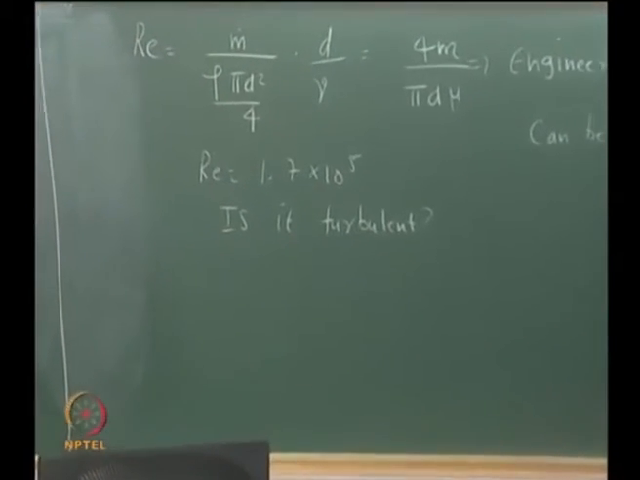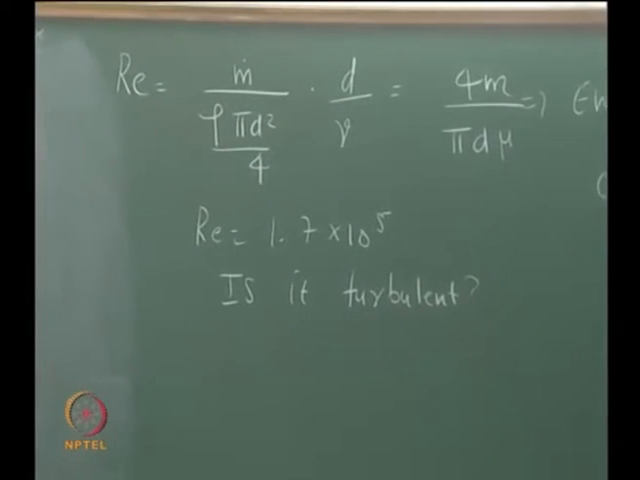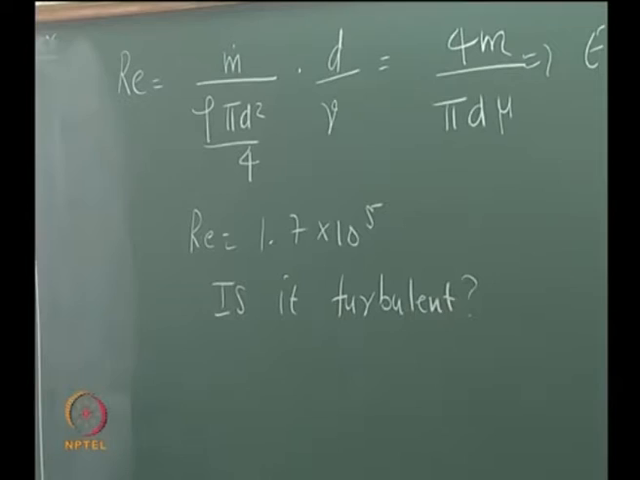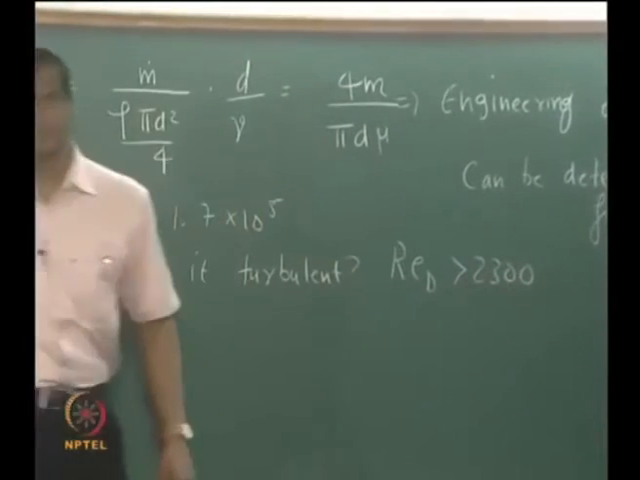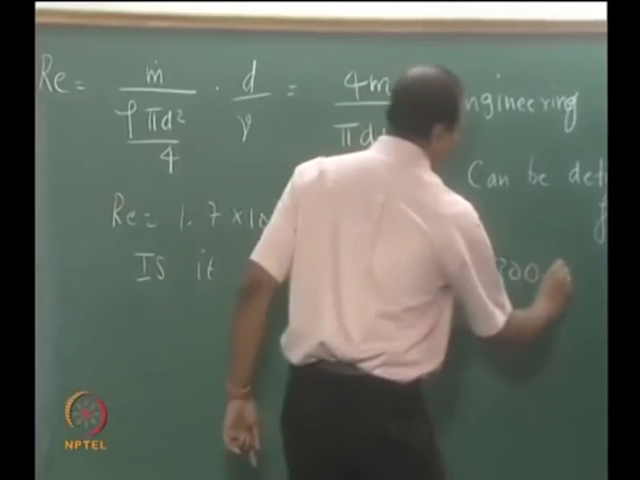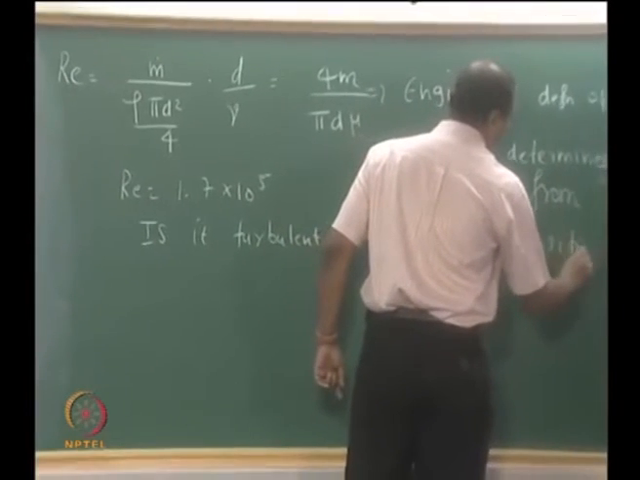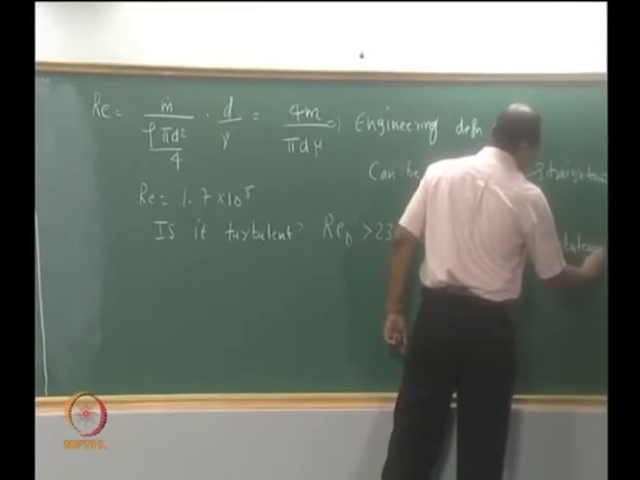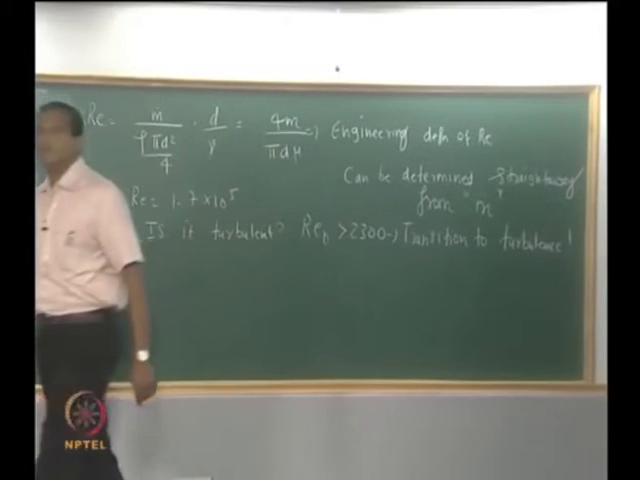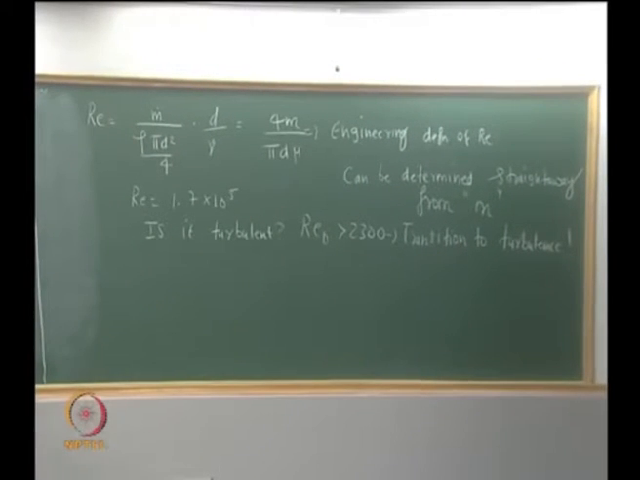Is it turbulent? Is it turbulent or not? Yes. What is the limit? 2300. Don't get confused. 5 into 10 to the power of 5 is for flat plate. Okay. So, the use of the correlation is safe. We are allowed to use a correlation.